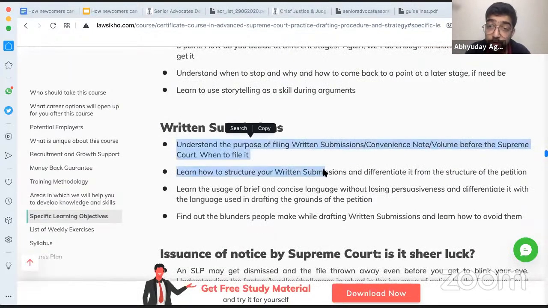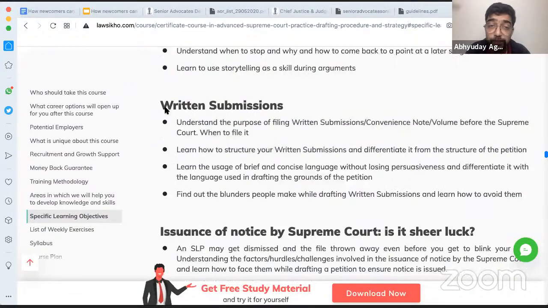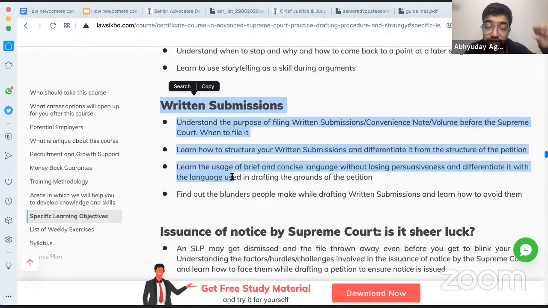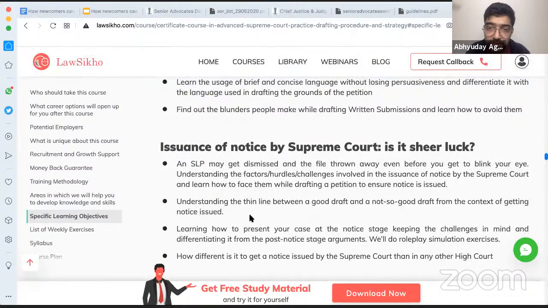Different written submissions, how do you prepare? These are different from the drafting part of the Supreme Court's jurisdiction. Written submissions is a separate thing that you can prepare. There are specific kinds: written submissions, convenience notes, volumes, paper books. Sanchita will explain these to you.